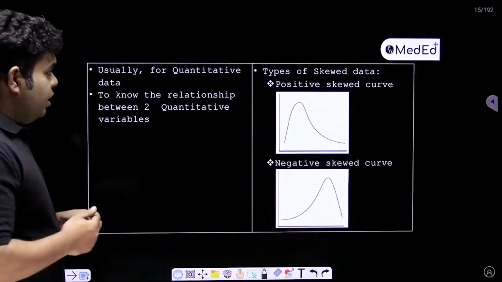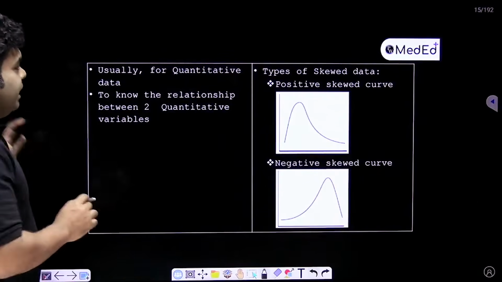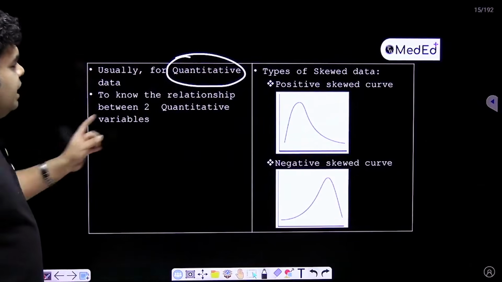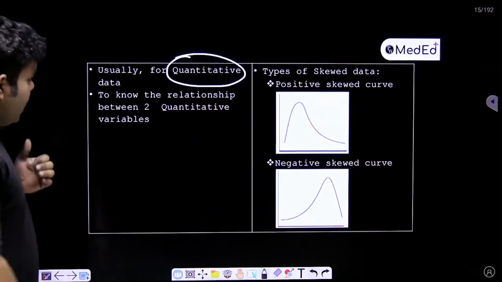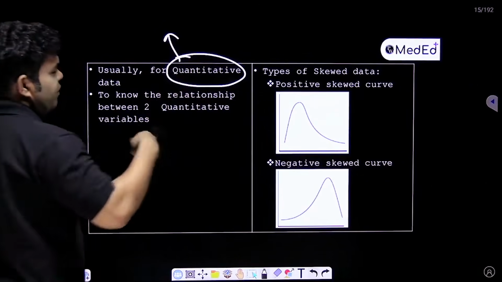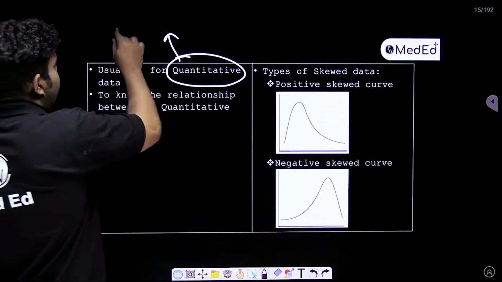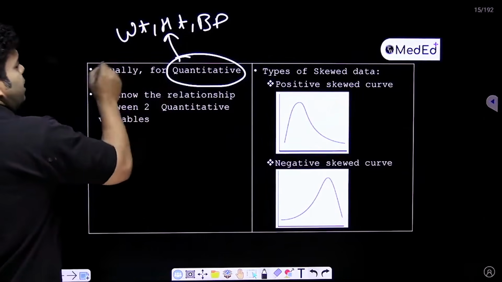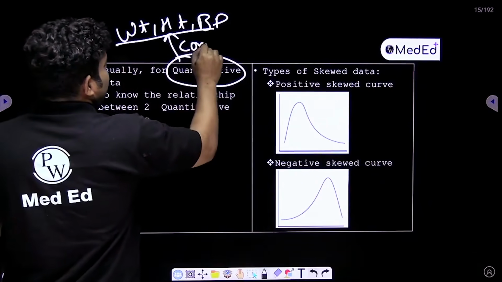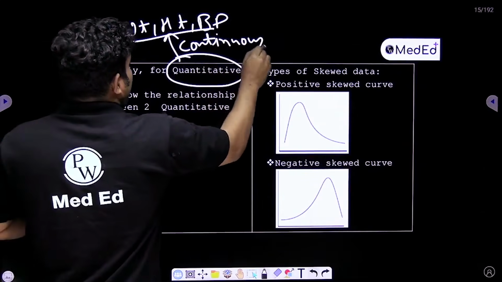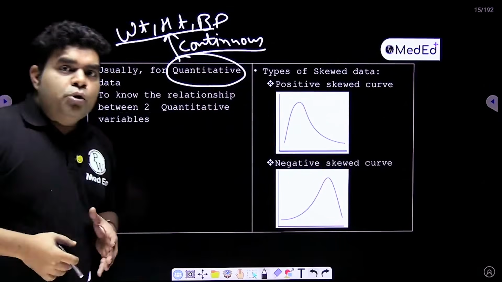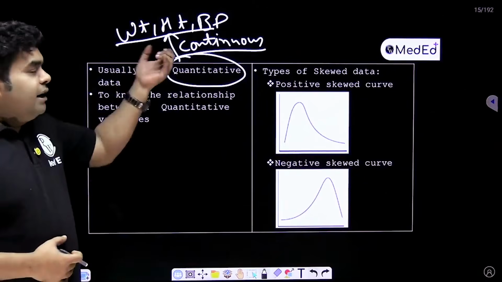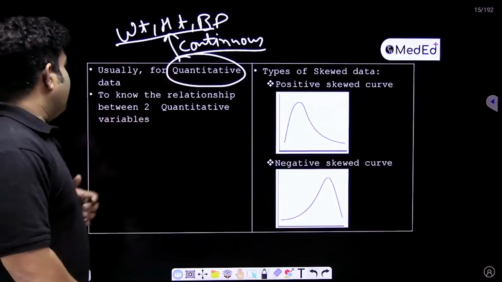Now let's go into more detail. As I said, a parametric test has a normal distribution, and usually it is for quantitative data. We will read about quantitative and qualitative data in detail, but weight, height, BP, all of these are quantitative, because quantitative means continuous. There must be no gap between them. When you measure my weight, it can be 93.1, 93.2, 93.3. So weight is continuous. And on quantitative data, we apply which test?